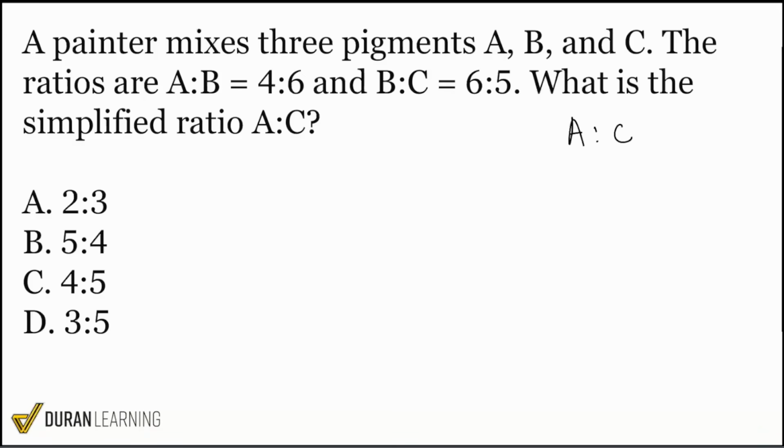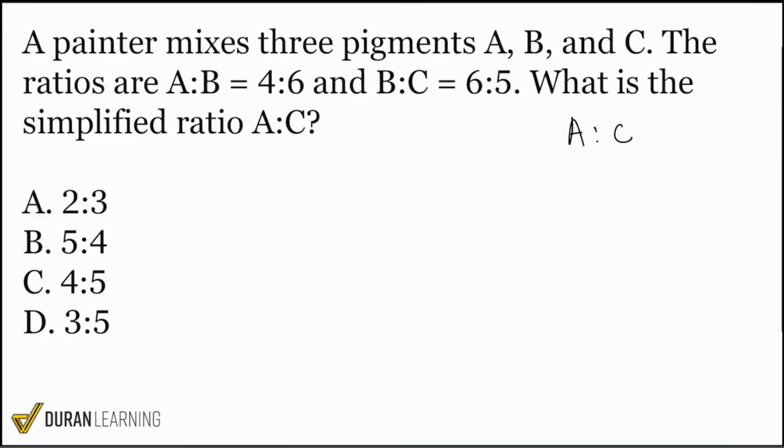Let's see how easy this can be. So when I read the actual statements here, it says a painter mixes 3 pigments, A, B, and C. The ratios are A to B equals 4 to 6. Okay, A to B, that's not A to C. And then B to C is 6 to 5. Okay, I have C right there, but I don't need the B.